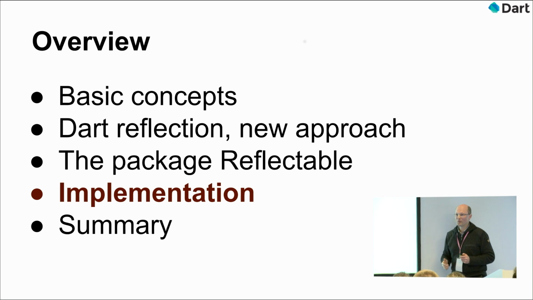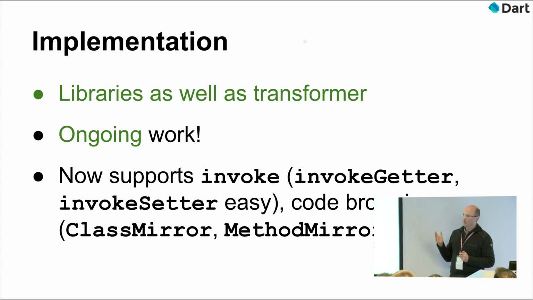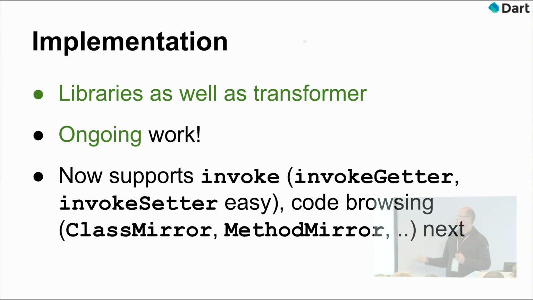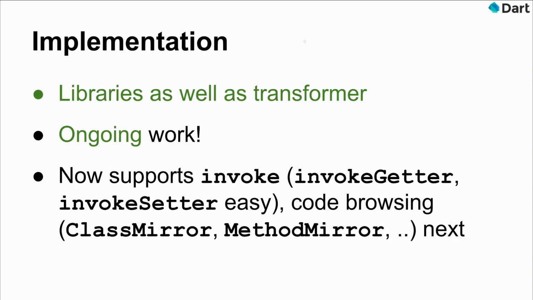Okay, so the implementation. We have libraries, and we have a transformer, and the libraries work immediately. But if you want to have the benefits of this package, basically you need to run the transformer, and that's going to be an integrated part of pub build. That basically means that you will specify that you're using the reflectable and you're using that transformer, and then you're just running pub build, and then automatically your program is going to be transformed in the ways I described, such that it doesn't use dart mirrors.